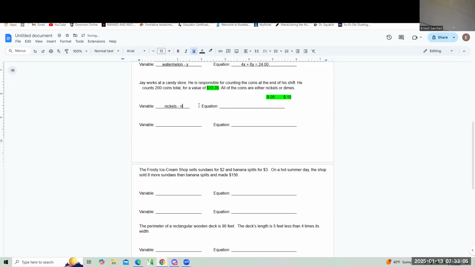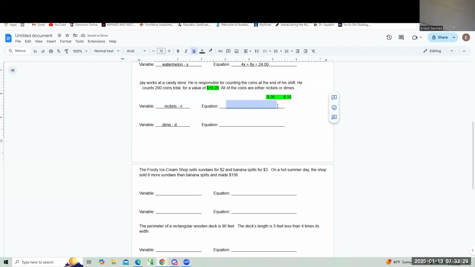And they will tell you usually, like at the start of the test, what letters they want you to use. They will usually say like, use N for nickels and D for dimes, or use X for nickels and Y for dimes. So they'll usually tell you what letters to use. If they don't say anything, then you can usually use N and D, or whatever the first letter of the word is.